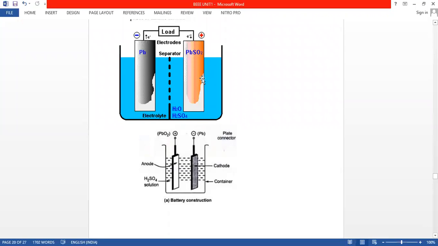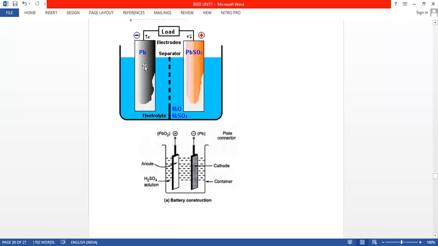So what does a lead acid battery contain? It contains two electrodes, a positive electrode and a negative electrode. The negative electrode is the anode, the positive electrode is the cathode. Electrons always flow from which terminal to which terminal? From the negative terminal to the positive terminal, anode to cathode. So to explain the lead acid battery: a battery is a combination of a number of cells. A cell converts chemical energy into electrical energy.